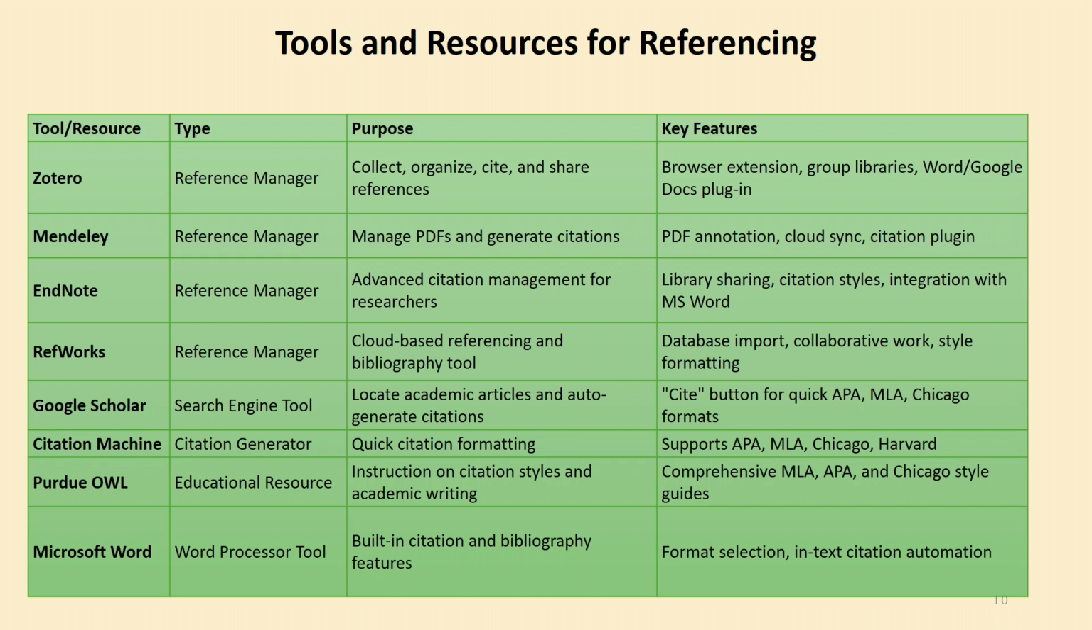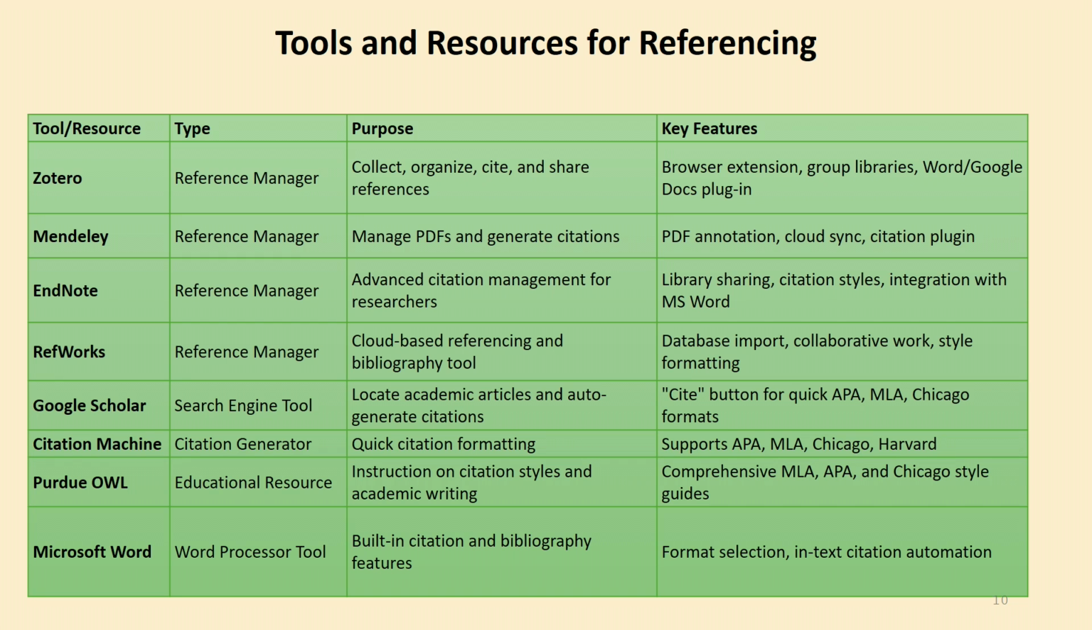Next is Google Scholar. It is provided by Google itself. It is a search engine tool to locate academic articles and auto-generate citations. Cite button for quick APA, MLA, Chicago format. Next is Purdue OWL. It is an educational resource which helps with instruction on citation style in academic writing, and key features are comprehensive MLA, APA and Chicago style guides.